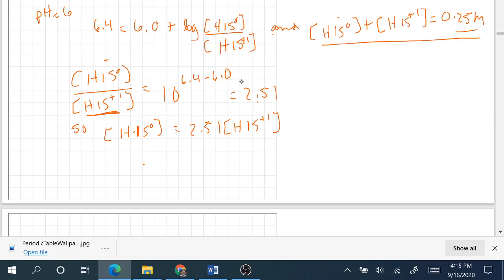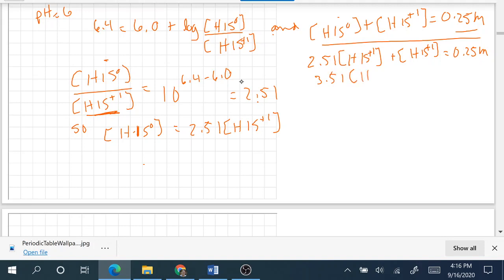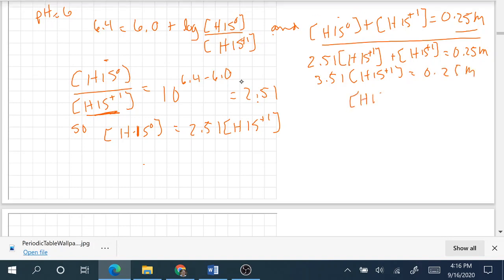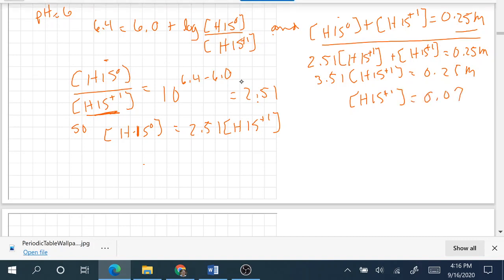Okay, and so that we know 2.51 times His plus 1 plus His plus 1 is equal to 0.25 molar. So 3.51 times His plus 1 is equal to 0.25 molar. So His plus 1 is equal to 0.07. Okay, so now we can take this value and plug it back in up here.